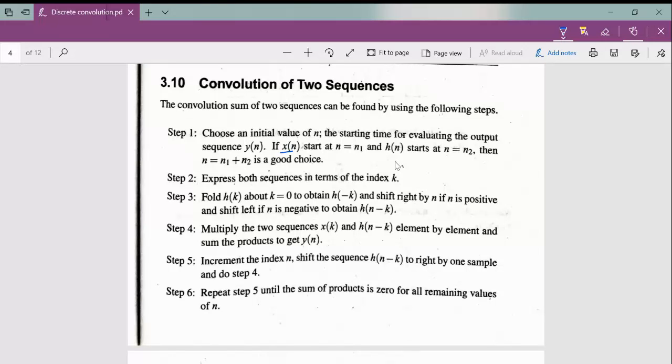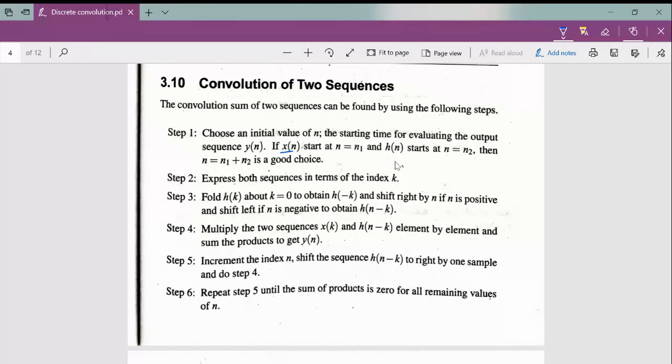Initially we are given the signals in terms of the index n, and for this convolution we are changing the index to k. The next step is we draw the sequences x of k and h of k. Next, we fold or time reverse the signal h of k, that is, we draw h of minus k. We already studied how to perform these actions in module 1. So we draw h of k, then h of minus k. Then we are going to plot h of n minus k.